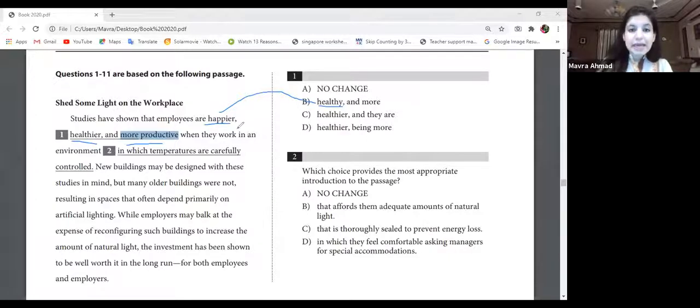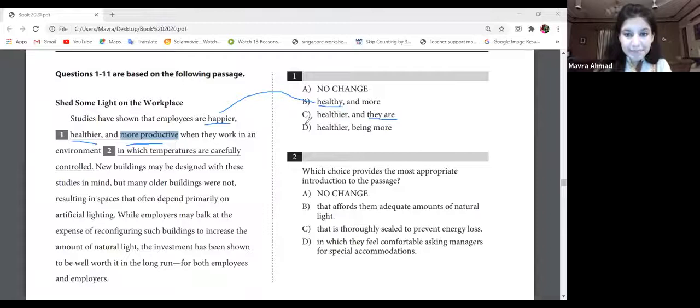Option C, healthier and they are. अब they are जो है it is not consistent with the rest of the sentence structure and parallelism जो है वो उससे maintain नहीं होता. So that is why they are को हमें sentence में add करने की बिल्कुल ज़रूरत नहीं है. It's going to be overworded. We don't need this in the sentence. More productive is the right way to write the sentence and we do not need they are before more productive.